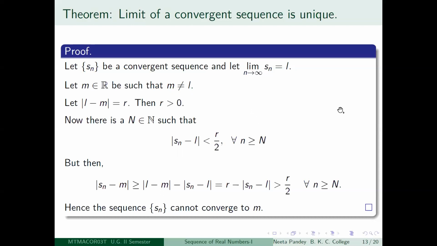Let me give you a geometric explanation of this, which will make it clear. You have this sequence Sn plotted on the real line and it is converging to L. If you take an R by 2 neighborhood of L and an R by 2 neighborhood of m, they will be disjoint, where the distance between L and m is R. Now every term of the sequence is going to lie in the R by 2 neighborhood of L. So automatically it will not lie in the R by 2 neighborhood of m. Therefore it will not converge to m. So the limit of a sequence is going to be unique.